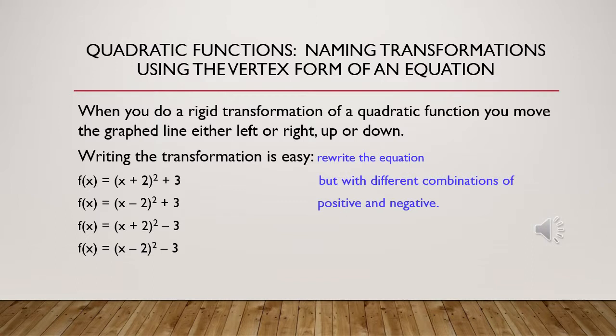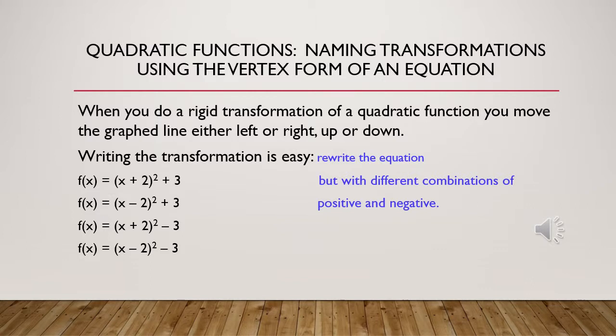When you transform something, you change it in some way. This is looking at rigid transformations of a quadratic function. It means you are not changing the shape of the function or line. You are only changing where it is on the plane. And it's relatively easy to do.